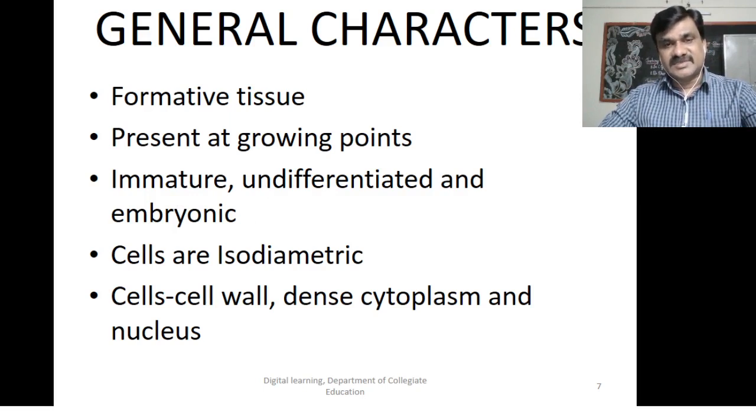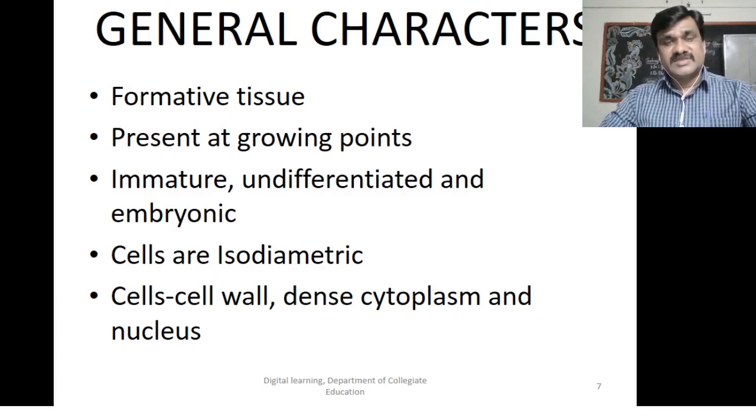They are not differentiated. They are not mature cells. Okay, so undifferentiated means immature. Then the cells are isodiametric in nature, so the shape of the cells is isodiametric. Isodiametric means that it varies in different shapes: oval, spherical, polygonal or rectangular.